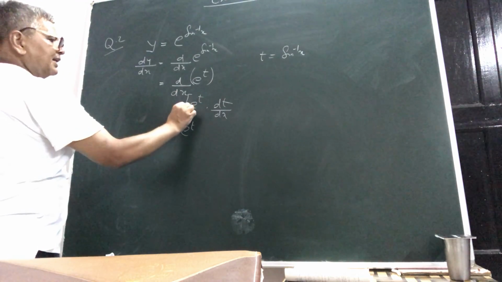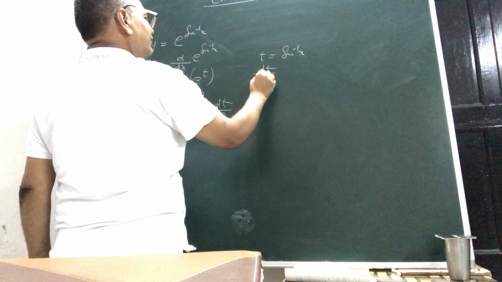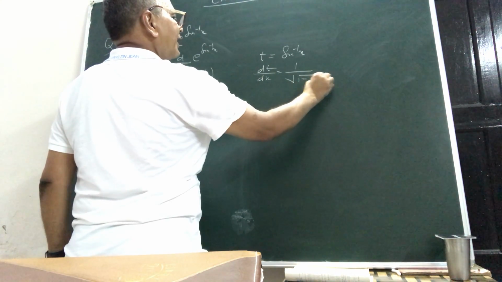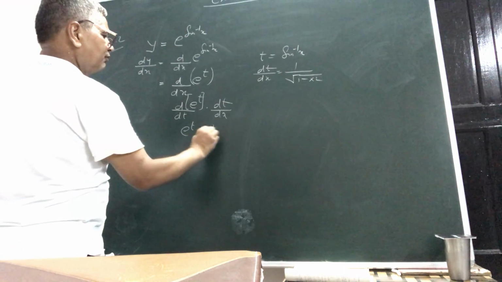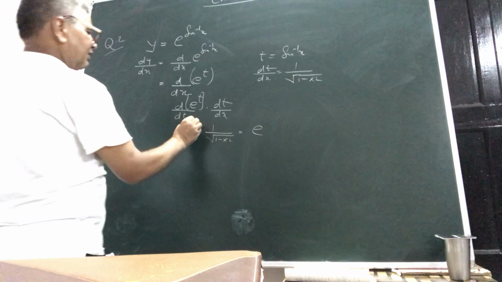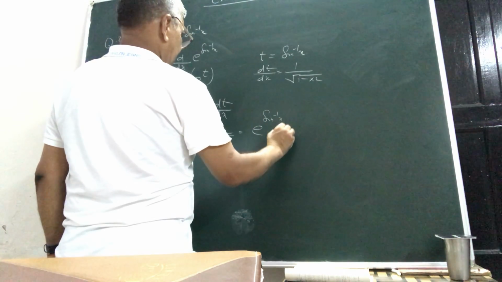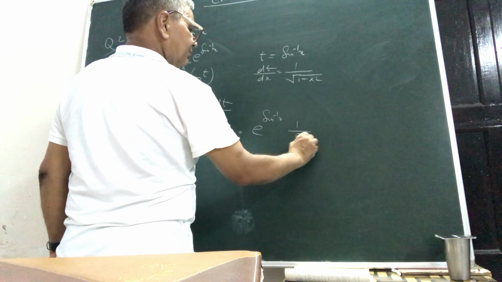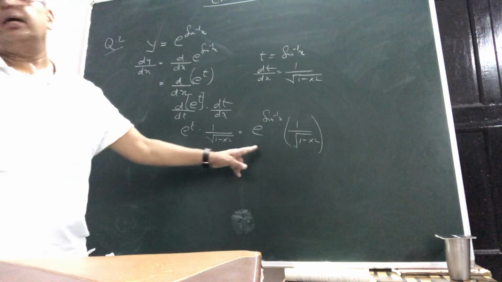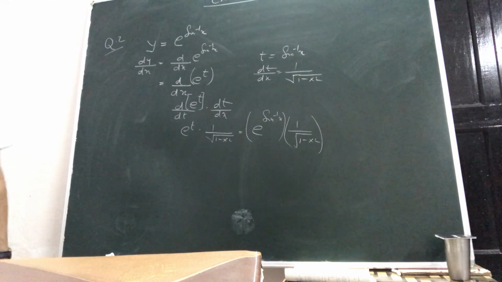Just now you have seen the derivative, and dt by dx, which you will calculate from here, is 1 upon under root 1 minus x square. So put this value here, 1 upon under root 1 minus x square, and then put the value of t. t is your sine inverse x. See, I tell you all these things clearly. So this is the derivative.